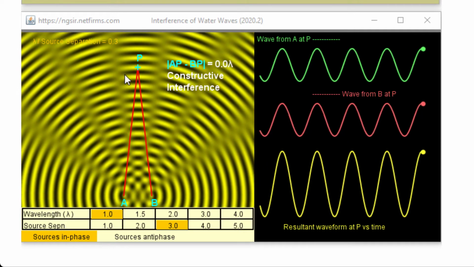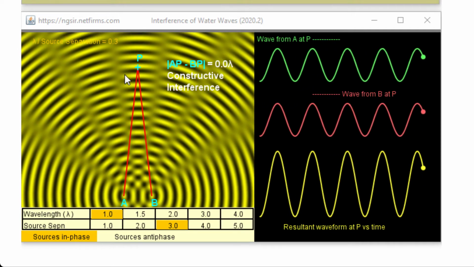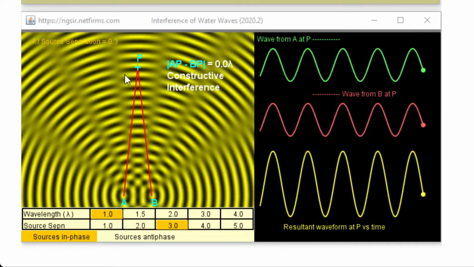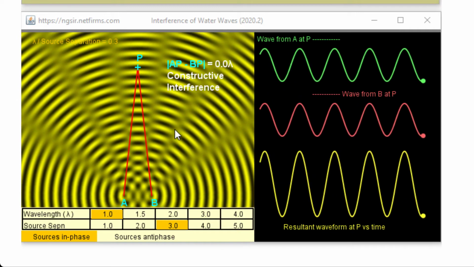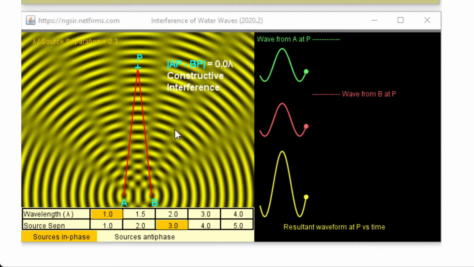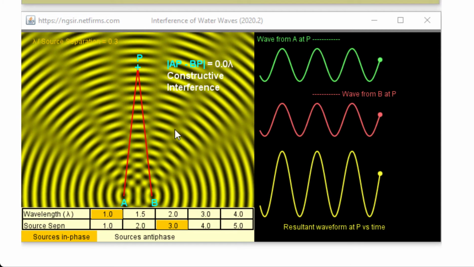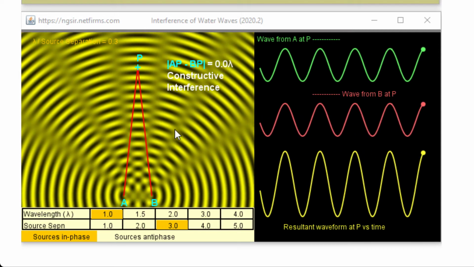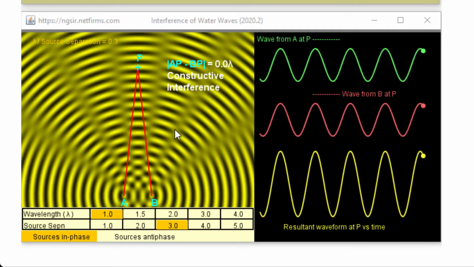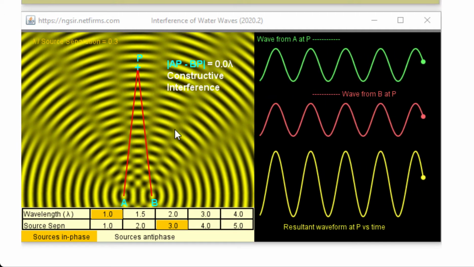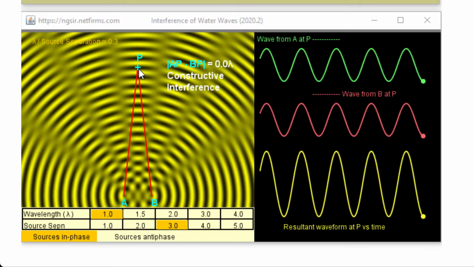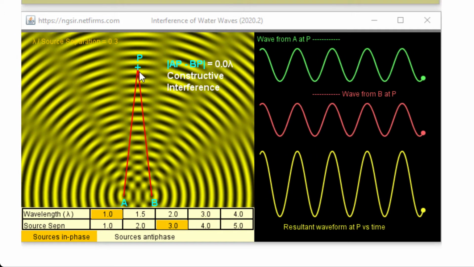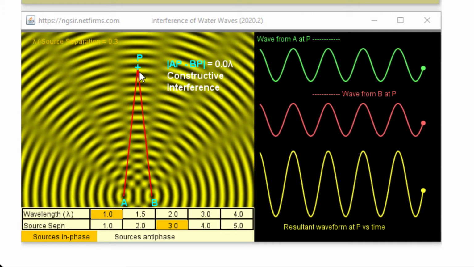So AP is the distance of source A to point P, BP is the distance of source B to point P, and the path length difference is basically the absolute value of AP minus BP. In essence, it's how much farther light or waves from one source have to travel compared to waves from the second source. In this case, point P is equally distant from each source. So my path length difference is 0.